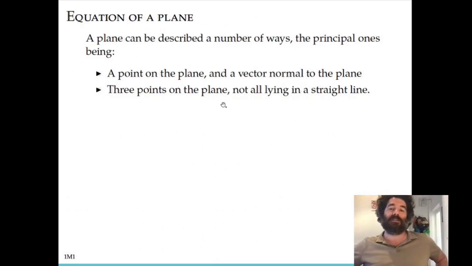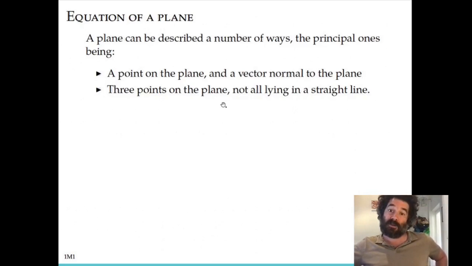Another way we could specify a plane is we can specify 3 points that are on the plane. As long as those 3 points don't all lie on a single line, then they will specify a unique plane, so a unique flat surface that goes through all 3 of those points. So we will eventually talk about how we can find the equation for the plane in both of these cases, but for the moment, for this video, we're only going to consider the first case.